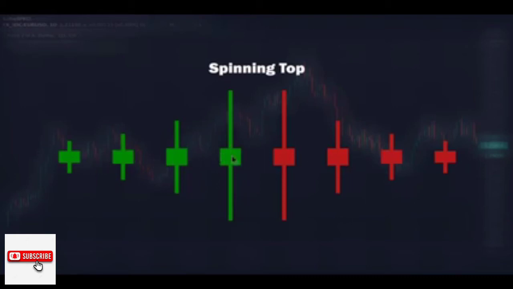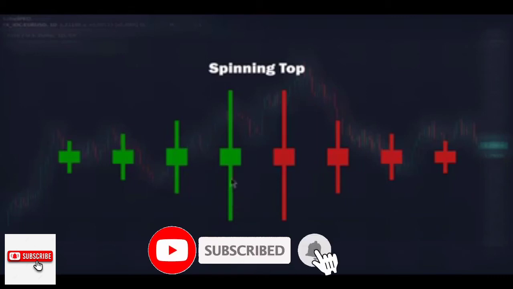Also, the color of the body doesn't matter because we have a small movement from open to close, which is not considerable. Spinning top shows a tug of war and a kind of indecision and a standoff between the forces of buyers and sellers. In the case of long shadows, it shows that both buyers and sellers were active during the session and could drive the price up or down considerably, but none of them could take control of the price, and the result was a standoff.